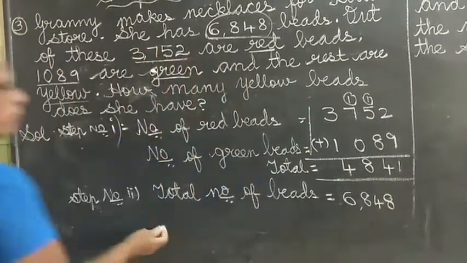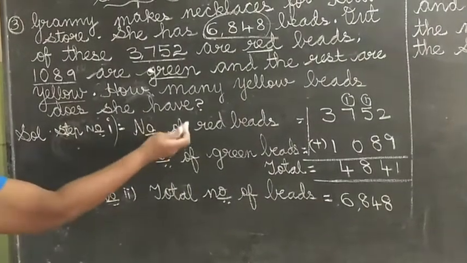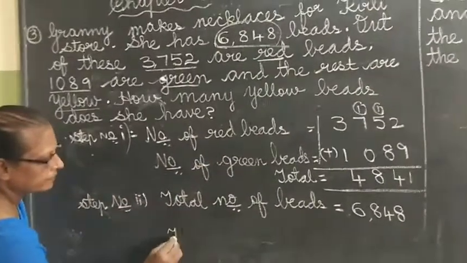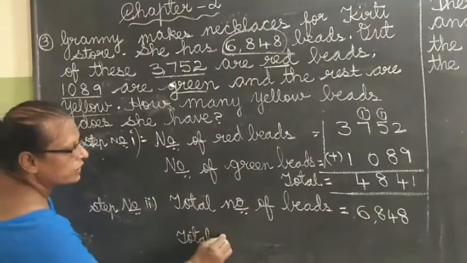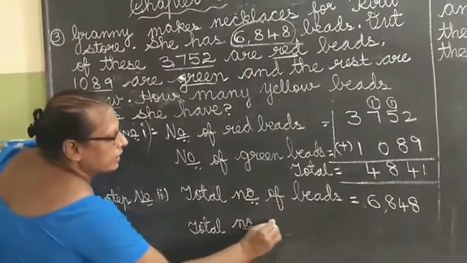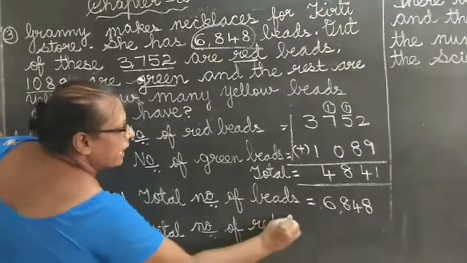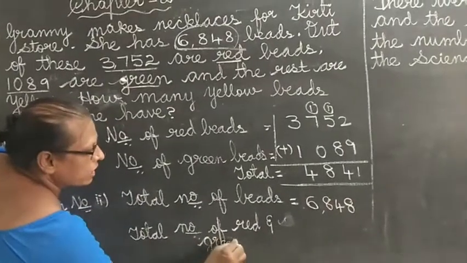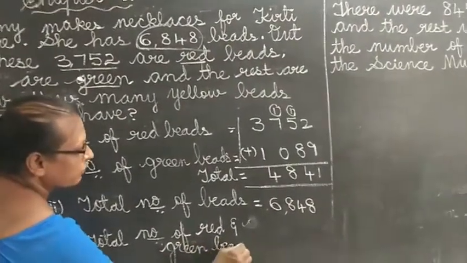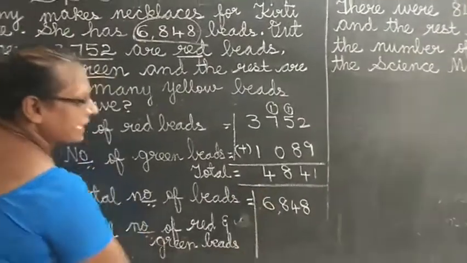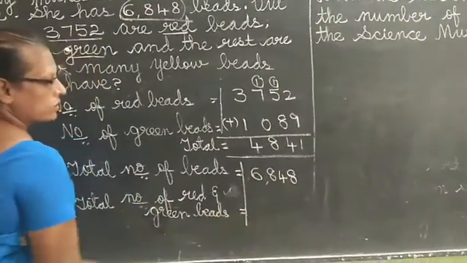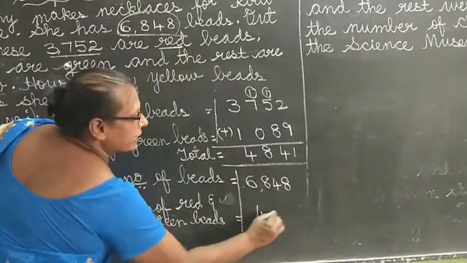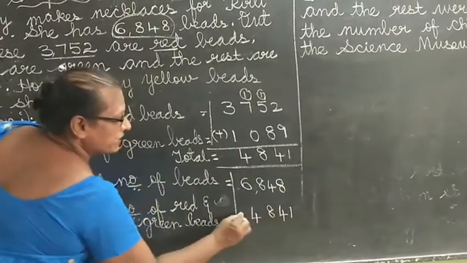6,848. And now here what can you write? Total number of red and green beads. If you don't have place you can write here. Okay, children? Total number of red and green beads, because the equal sign should be straight. Equal sign should be straight. So what, children? Total number of green and red beads, 4,841.